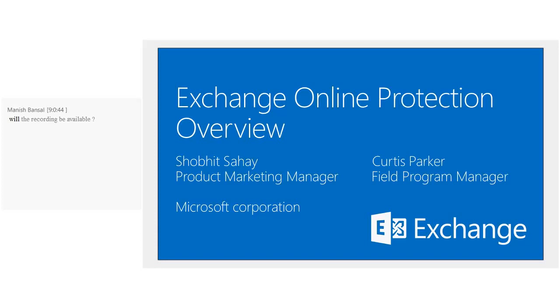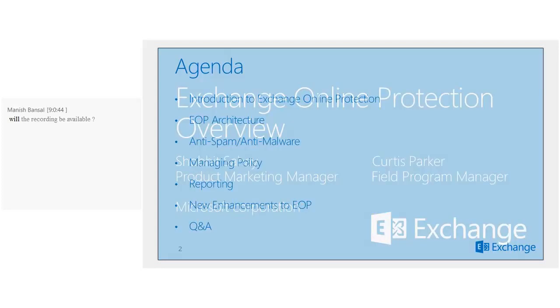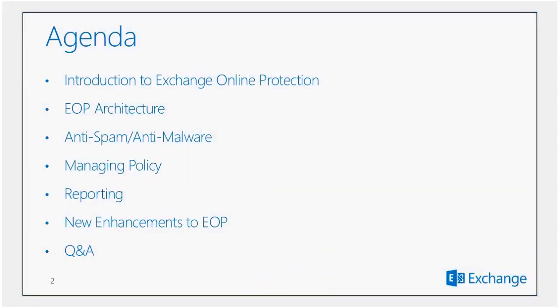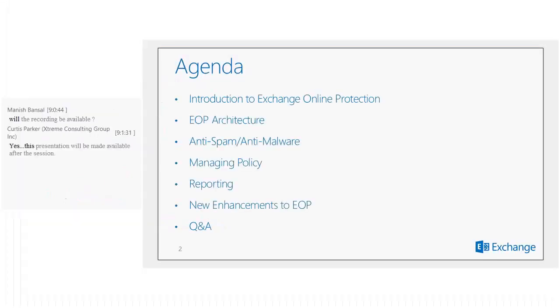And in this webcast, we are going to go over the Exchange Online Protection service. We'll talk about the architecture a little bit. We will move on to the different services like the anti-spam, anti-malware. We'll talk about how we manage the policy with EOP. We'll look at the reporting features that are available and how you can run message trace and things like that. And finally, we're going to talk about the new enhancements that are coming to Exchange Online Protection.